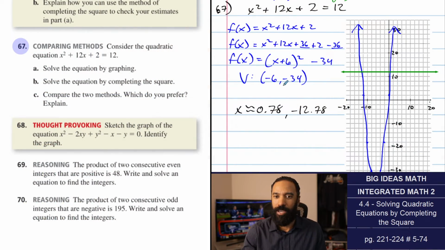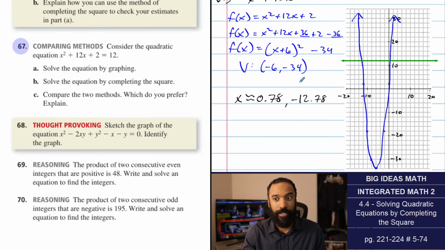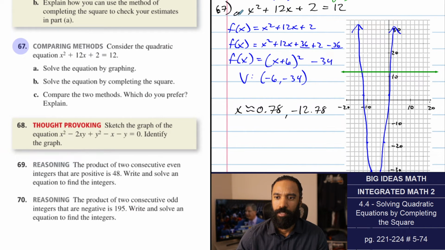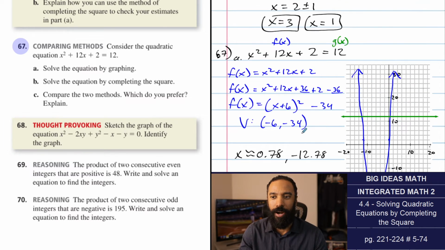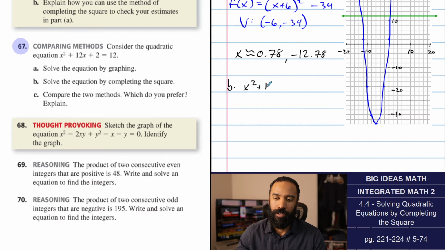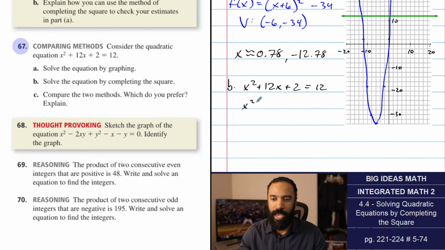So that was solving by graphing, using the graphing calculator. All right, now that was part A. Part B. Let's solve by completing the square. You bet. x squared plus 12x plus 2 equals 12. Let's subtract 2 from both sides. You get x squared plus 12x equals 10.